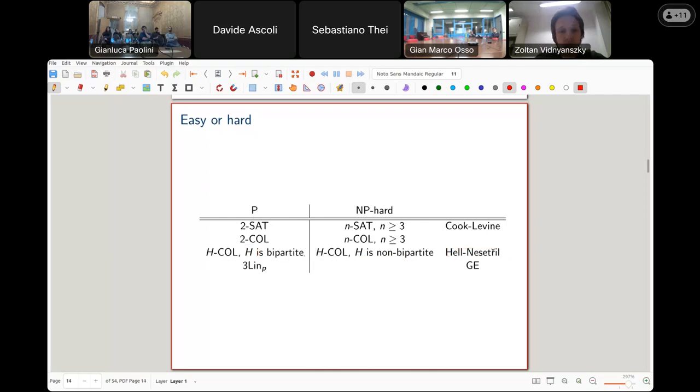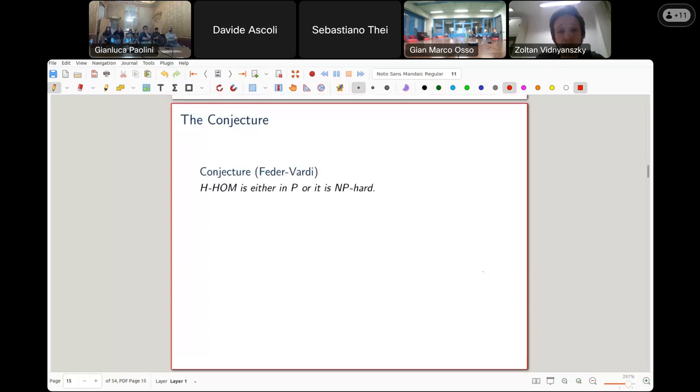And what about linear equations? So this 3LIN p, well, linear equations are quickly solvable with Gaussian elimination, right? So we see that there is this sort of clear split, at least in these instances, and Feder and Vardi also saw this, and they conjectured the following, that if we take any homomorphism problem, it's either polynomial time solvable or it's NP hard. It was in the mid 90s where this conjecture came up.